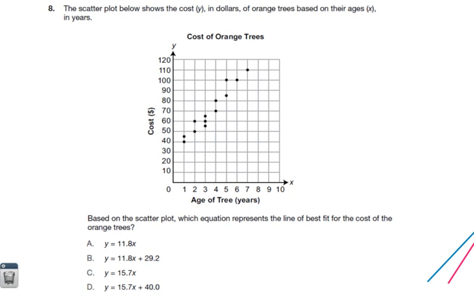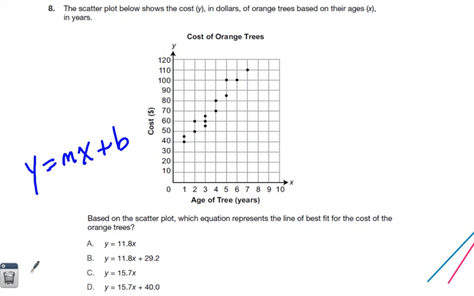Number 8. Hopefully you've read this already and thought about it, and all they really want you to do is look at this scatter plot, and think about the line of best fit and what the equation of that line of best fit would be. And hopefully you notice that all these different options are in mx plus b form.